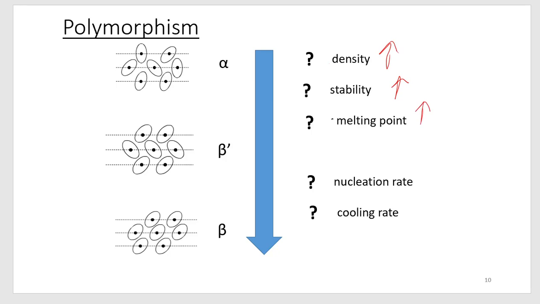It will have a lower nucleation rate and slower cooling rates. So in order to have a good packing, you need to cool the triacylglycerol slowly so that they will have enough time to form a well-ordered structure, like in beta.